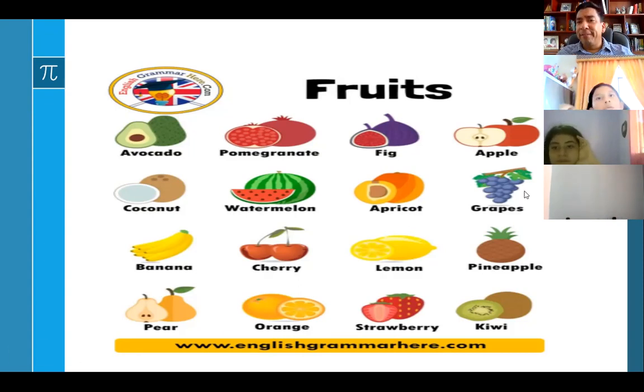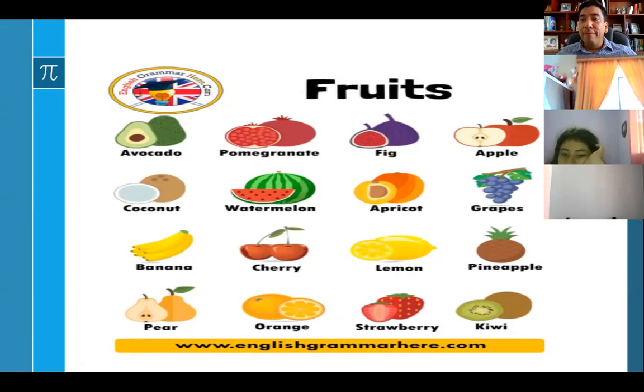We have the apple, we have the coconut, we have the watermelon. Be careful. There is a difference between a melon and a watermelon. Mucho ojo con eso, muchos se confunden. There is a difference between a melon and a watermelon, okay? We have the grapes, we have the bananas, we have the cherries, we have the lemon, we have the pineapple, we have the pear, the orange, the strawberry, and of course, we also have the kiwi.